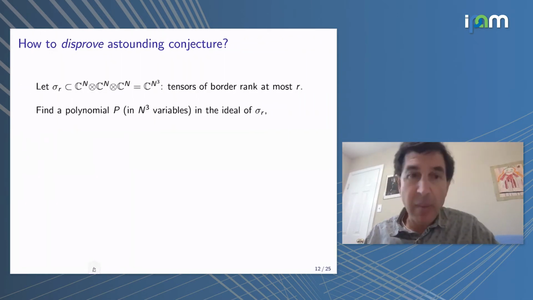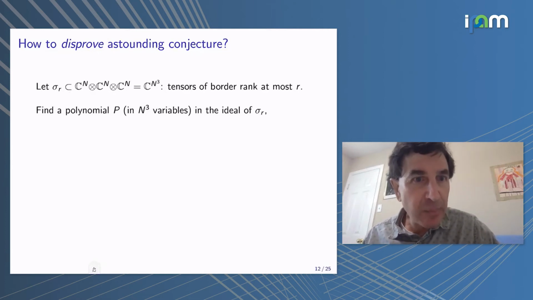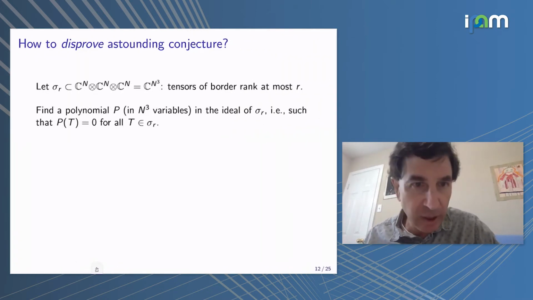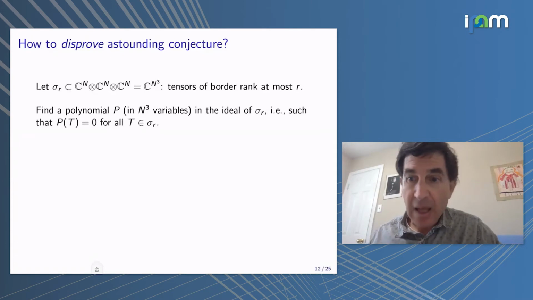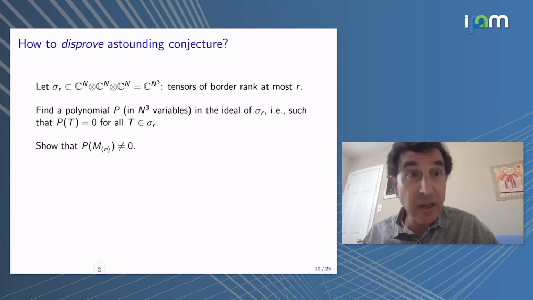So the natural idea to disprove this conjecture is to find a polynomial on the space of tensors that is in the ideal of sigma R. That is to say, if I have any tensor of border rank at most R and I evaluate the polynomial on it, I get zero. And then we should evaluate it on matrix multiplication and get something non-zero. That would be a proof that the border rank of that matrix multiplication tensor is strictly greater than R. So we'd have to do this. It's a very simple idea.